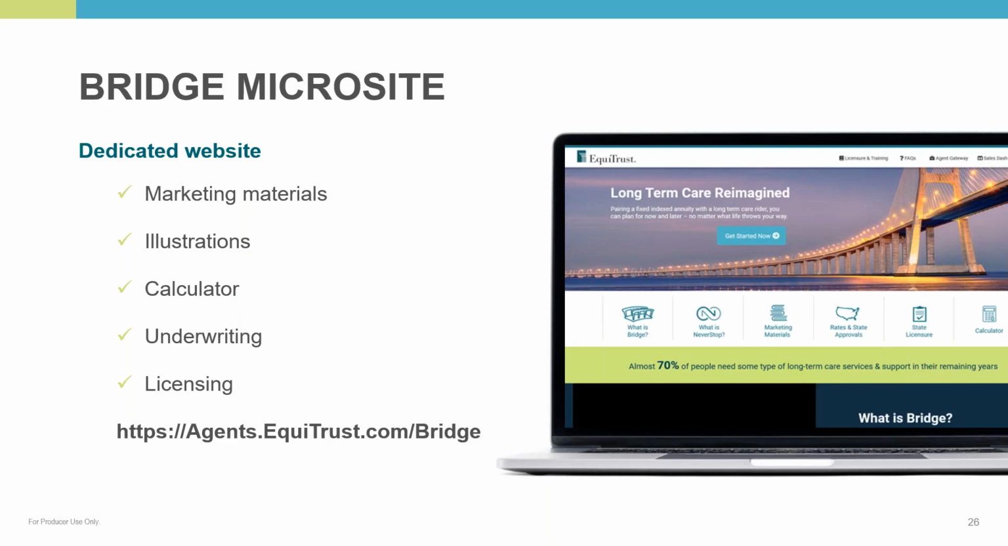I personally like the Quick Calculator. You can just plug in a couple of basic examples and you'll actually see some LTC benefit monthly payouts within a matter of a few seconds. Underwriting can all be scheduled and completed right on the Bridge microsite. And then all the licensing and all that detail is out there for you as well to take a look at.